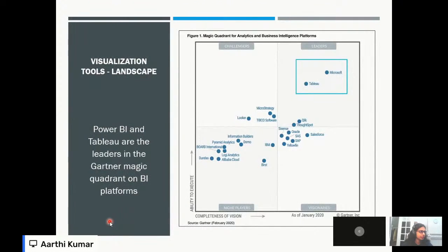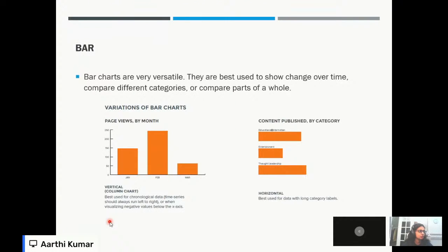So if I go back, bar charts are very versatile. They are best used to show change over time, compare different categories, or compare parts of a whole. So if we want to establish a ratio, say in our case, we want to look at the number of cases or number of deaths divided by the population, then bar charts are the simplest and best.